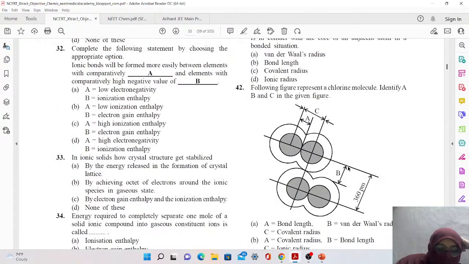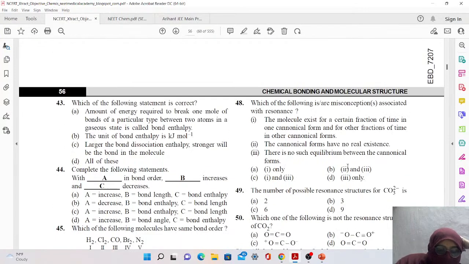These are easier, right? Let's do the 44th one. Complete the following statements with A in bond character, B increases and C decreases.